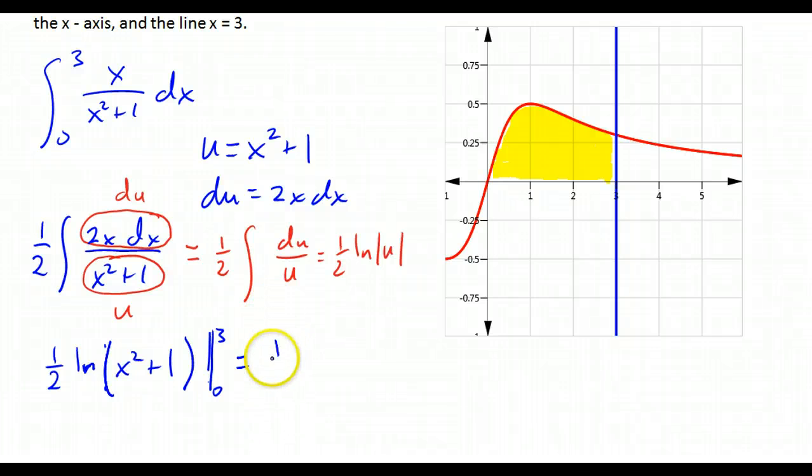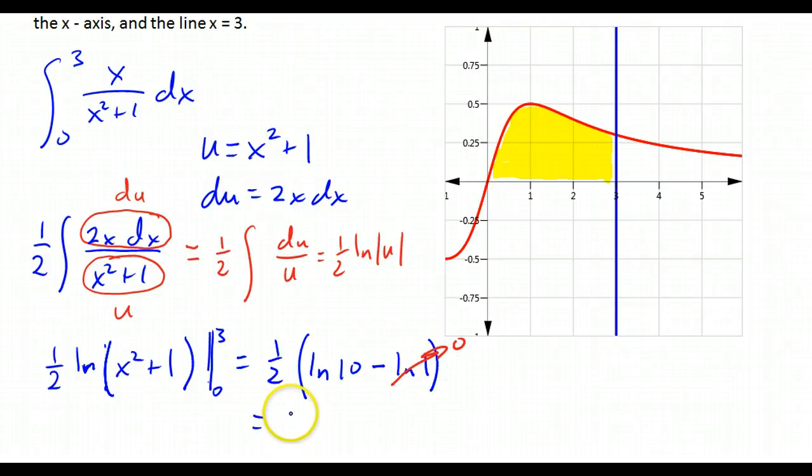All right, so I've got 1/2 the natural log of 3 squared plus 1, so that's natural log of 10, minus 1/2 the natural log of 0 squared plus 1, so that's the natural log of 1, which is 0. So our final answer is the natural log of the square root of 10, because that 1/2 can come around front and be the exponent of 10.